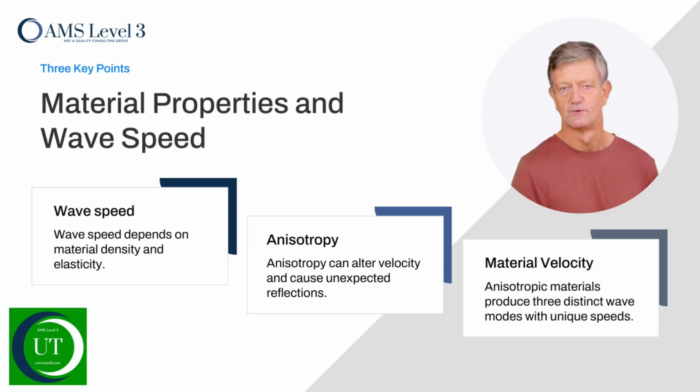Every material is unique, and so is the speed at which sound travels through it. That speed is determined by density and elasticity, 2 properties that never lie. In isotropic materials, where elasticity is uniform, the math is simple. Longitudinal waves always travel faster than shear waves, but in anisotropic materials, like composites, the rules change. Sound can travel faster in one direction than another. That's why calibration blocks exist. They don't just check your instrument. They verify that your understanding of velocity matches the part's behavior.